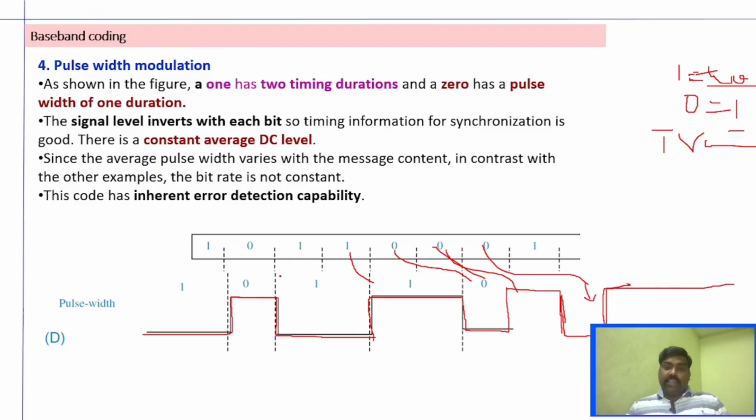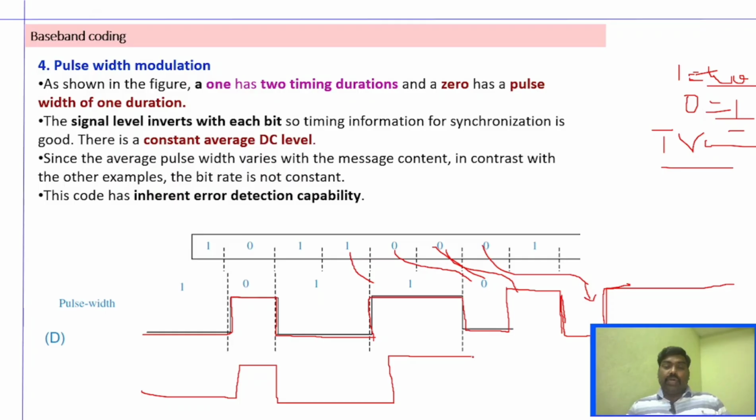I repeat this again so that you can understand very clearly. For one, you'll have two time durations, and for zero, only one duration. For every start of a bit there will be a transition, like biphase mark. Here it starts from down. For one, you have two durations, then there is zero with one duration, and again it is one, so there will be a transition and two durations, and again it is one, so there will be a transition and two durations.